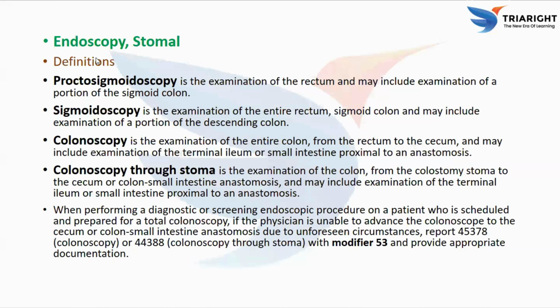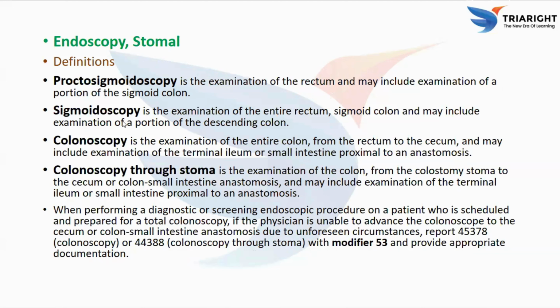Next is stomal endoscopy. So what is a proctosigmoidoscopy? These are the definitions under endoscopy. Proctosigmoidoscopy is an examination of the rectum. It may include a portion of the sigmoid colon. There will be a shorter scope of limited depth. It is often done for rectal bleeding, hemorrhoids and distal lesions.